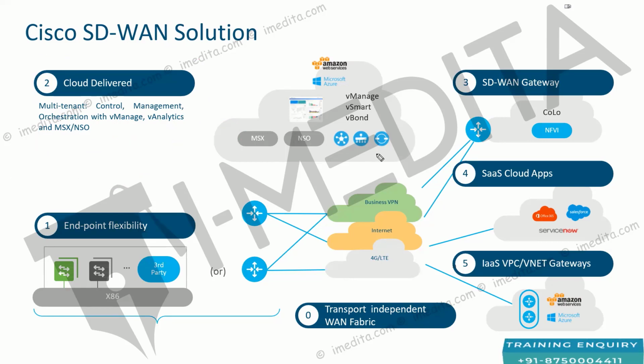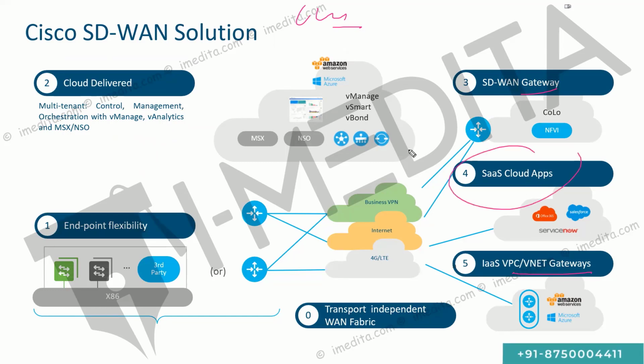And the cloud on-ramp feature allows my SD-WAN to act as the gateway for the co-location center, for the infrastructure as a service, and it helps in improving the user experience for the software that are deployed onto these things.